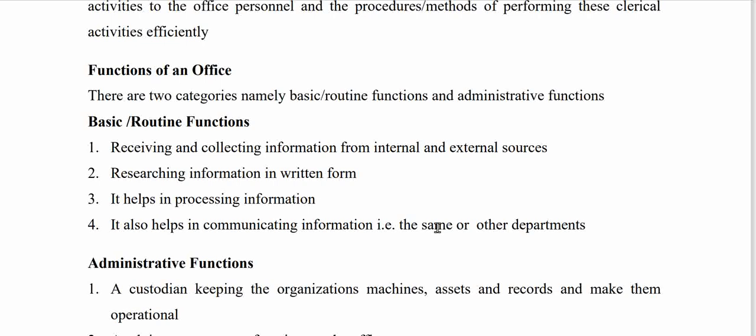Number two, researching information in written forms. So you are able to provide every information from your office in a written form through emails and writing in whatever ways. Number three, it helps in processing information. Processing information is done in an office. It also helps in communicating information. For example, information can be communicated from the office to the same people within the organization or to other departments, either within the hospital premises or outside the hospital premises.